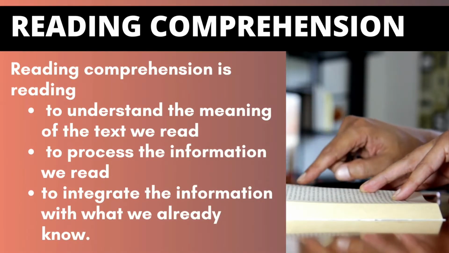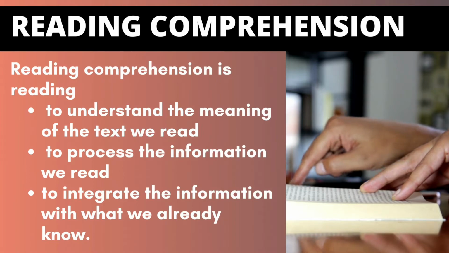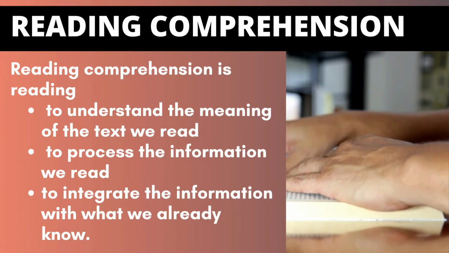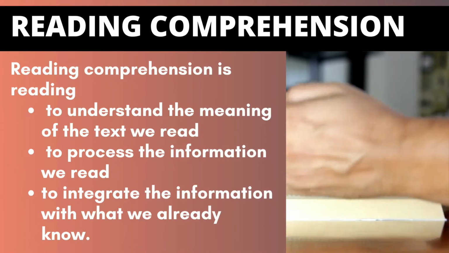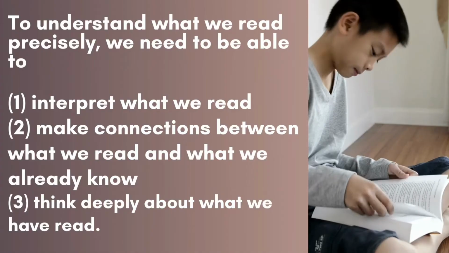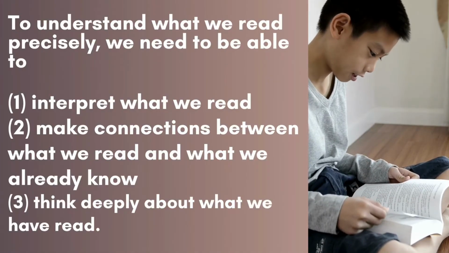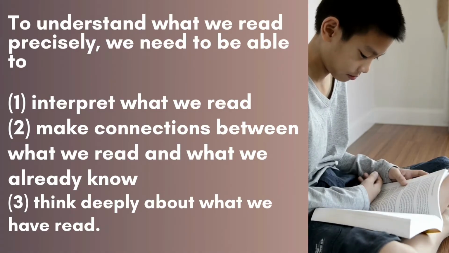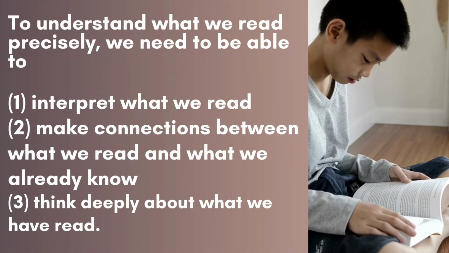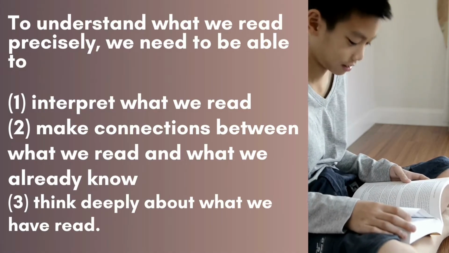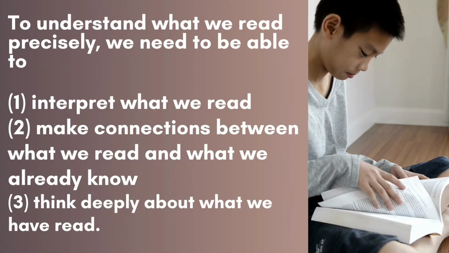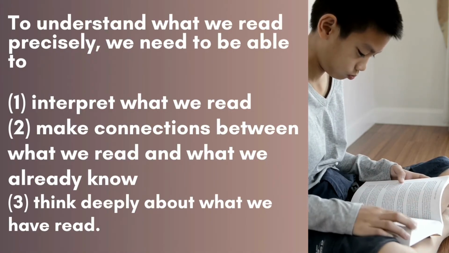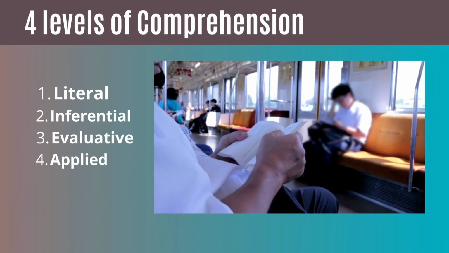Reading comprehension is reading to understand the meaning of the text we read. And then it is also to process the information we read and to integrate the information with what we already know. So to understand what we read precisely, we need to be able to interpret what we read and then make connections between what we read and what we already know, and we think deeply about what we have read. So reading comprehension is all about comprehending what we read.